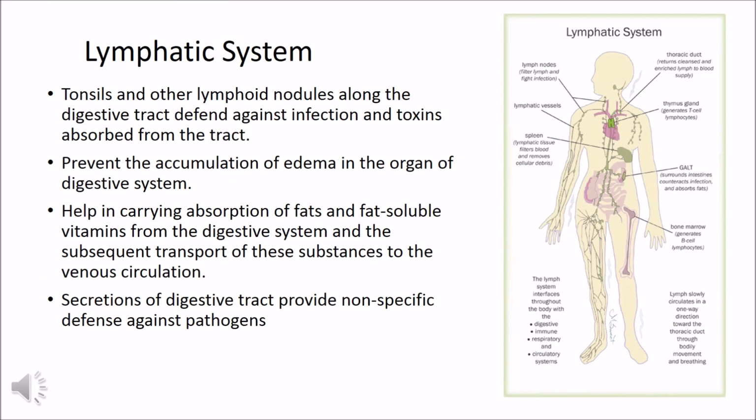Next, I'll talk about how the lymphatic system is integrated with the digestive system. For the first three points, I will talk about how the lymphatic system affects the digestive system. The lymphatic system contains lymph nodes which filter the lymph fluid to remove pathogens and other abnormalities. Thus, tonsils and other lymphoid nodules along the digestive tract defend against infection and toxins absorbed from the tract. The lymphatic system removes excessive fluid from the tissue, which helps to prevent accumulation of edema in the organs of the digestive system. The lymphatic system also carries the absorption of fats and fat-soluble vitamins from the digestive system.